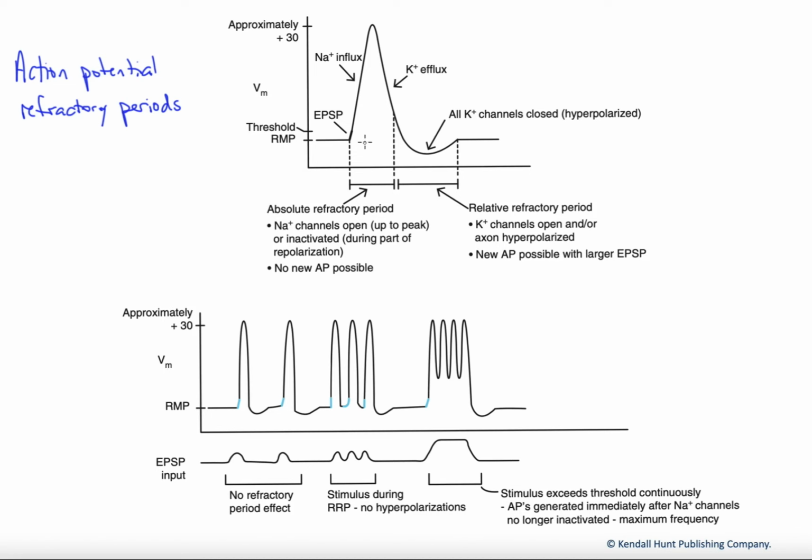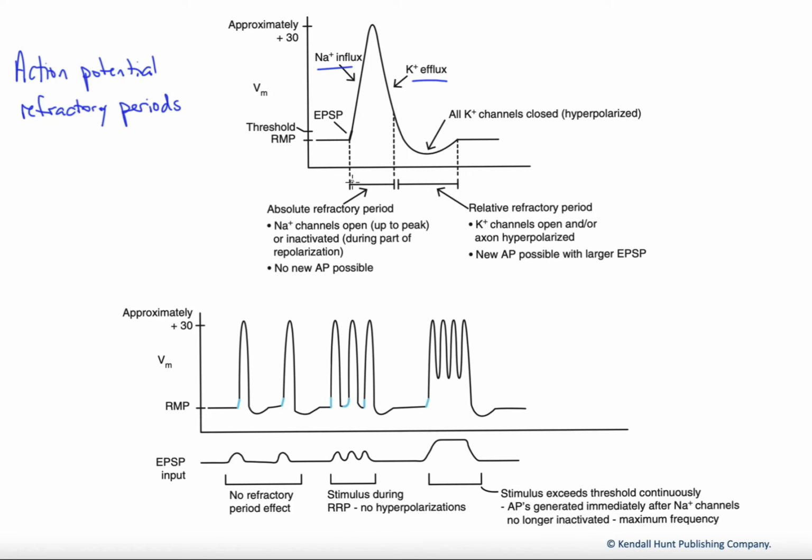At the top here, we have our basic action potential sketch, right? Our sodium influx leading to our depolarization limb, our potassium efflux leading to our repolarization limb, a little bit of after hyperpolarization here, again due to potassium efflux.